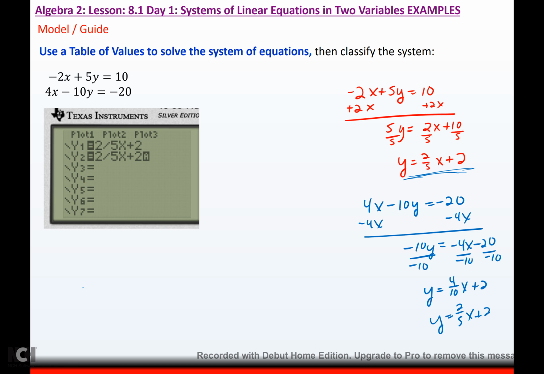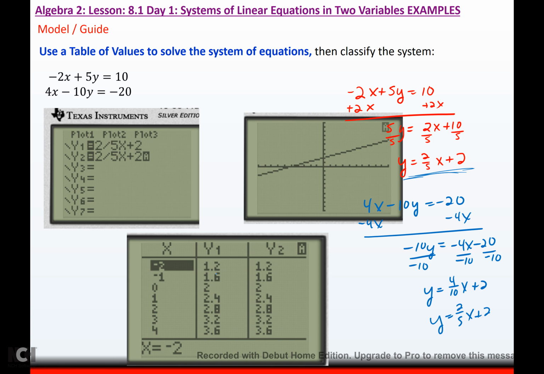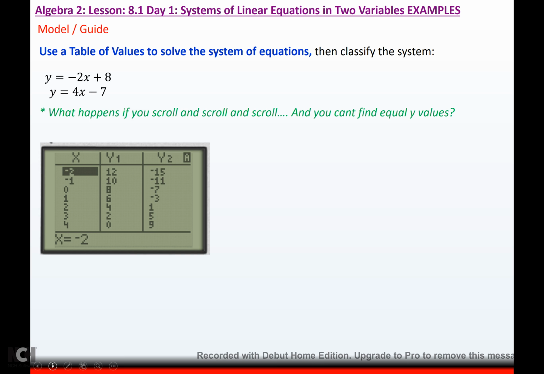Again, you type them both in, and when you go to table, obviously, you're typing the same line, so every y coordinate is the same, which stresses the fact that your solution is infinitely many solutions. They share all their points. Okay? What if you type this in and you scroll and you scroll and you can't find equal y values? Well, it doesn't necessarily mean that there's no solution.